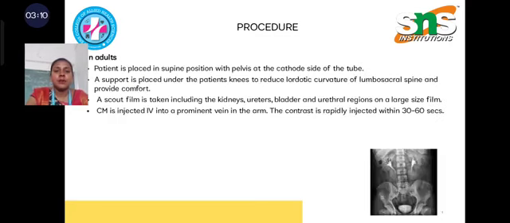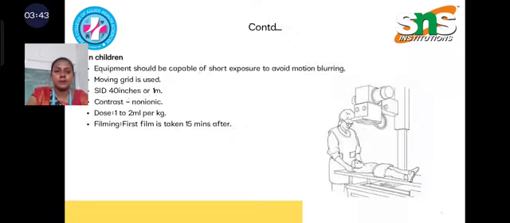Procedure in adults. The patient is placed in supine position with the pelvis at the cathode side of the tube. A support is placed under the patient's knees to reduce lordotic curvature of the lumbosacral spine and provide comfort. A scout film is taken including the kidneys, ureter, bladder and urethral regions on a large size film. Contrast media is injected intravenously into a prominent vein in the arm, rapidly within 30 to 60 seconds.